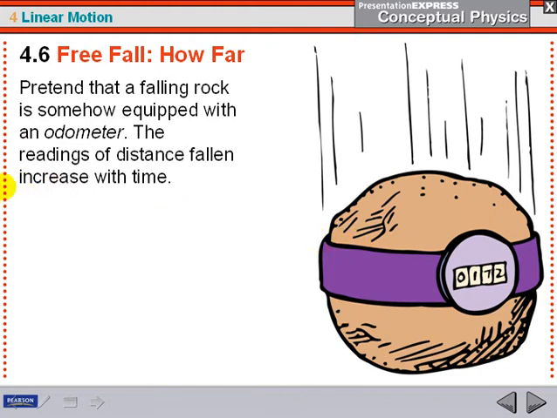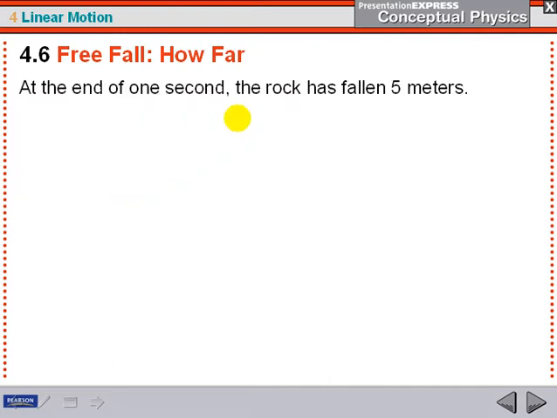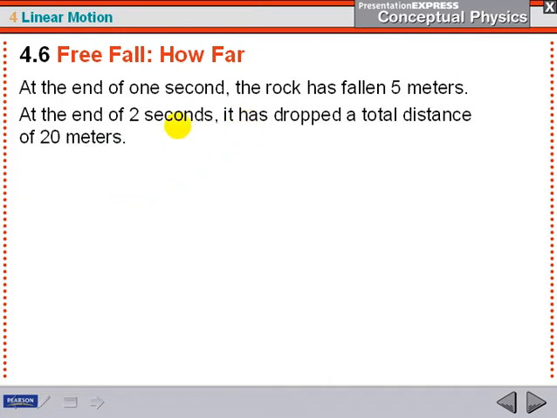An odometer would be, if we could do this with a rock, we'd put an odometer on it, and the odometer would actually count how far the object's fallen, and we're going to see that it's going to increase with time. As time goes on, the object's going to fall farther and farther each second. So at the end of 1 second, the rock's fallen 5 meters. At the end of 2 seconds, it's going to drop a total distance of 20 meters.